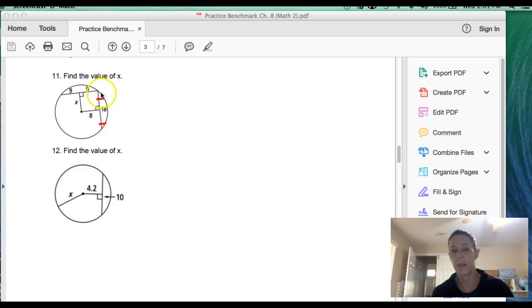So this would also be 9. Now you know that since this is 18 and this is 18, these are congruent chords, and congruent chords are equally distant from the center of the circle. So if this is 8, this will also have to be 8. X is 8, and you're done.